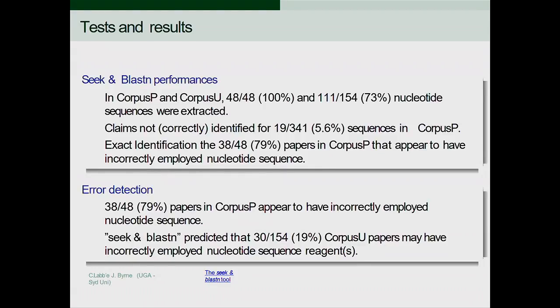so we were able to extract sequences for the 48 papers in the problematic corpus, and only 73% of the papers in the unknown corpus were containing DNA sequences. So sometimes Seek and Blast makes mistakes. For example, in the problematic corpus, we didn't correctly identify if the sequence was targeting or non-targeting for 19 sequences out of 1,300 and more. So you have to know that this tool makes mistakes, and so a manual screening is needed afterwards, just to check that what Seek and Blast is telling is true.